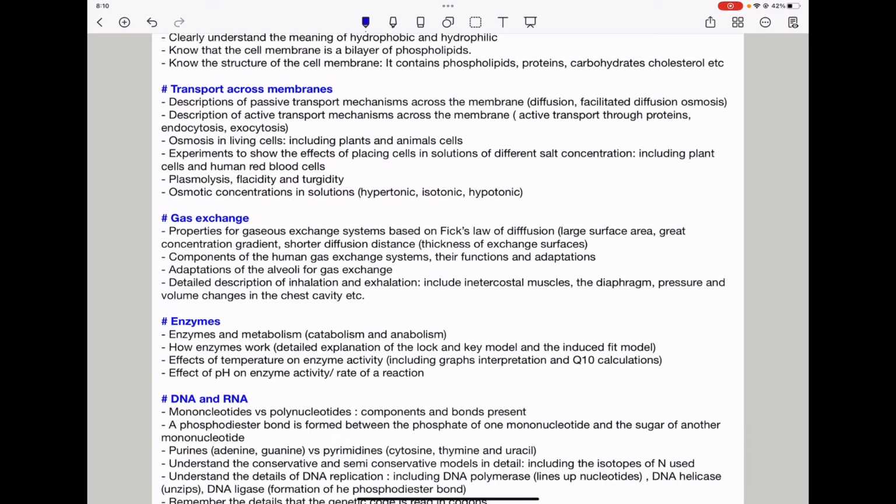Next, when we go to enzymes, they will ask you about enzymes and their relation in metabolism. This includes catabolism, which is going to be breaking, and anabolism, which is building. They can ask you how enzymes work. You need to know in detail the lock and key model as well as the induced fit model. They can ask about the effects of temperature on enzyme activity, including graphs interpretation as well as Q10 calculation. You need to know that. They could ask the effect of pH on enzyme activity or on the rate of reaction. You need to know that as well. Sometimes data is going to be given to you and they want you to use graphs or tables to use that to answer specific questions.